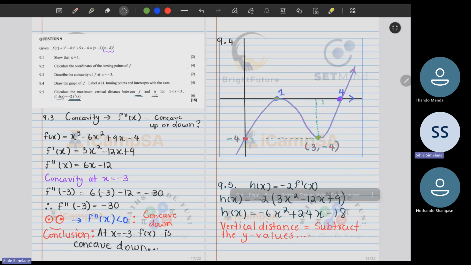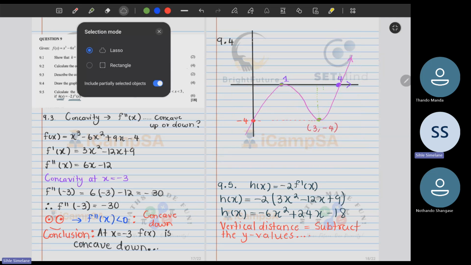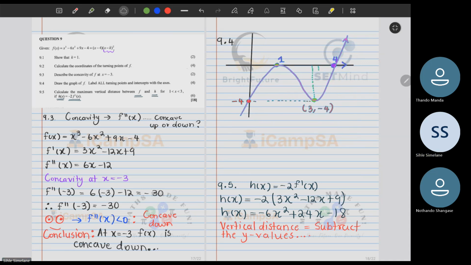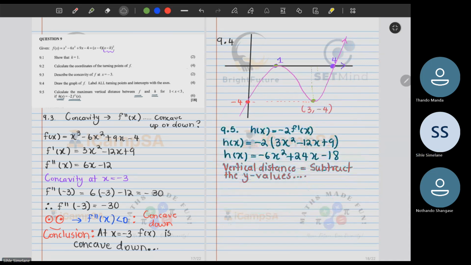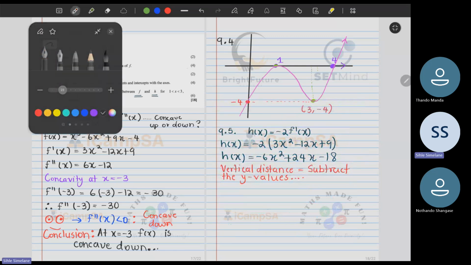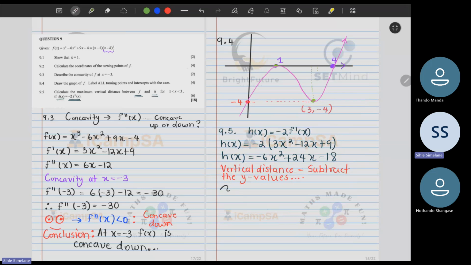So let's create some space and go and see what that means. Let me just re-choose this graph here, push it up, and let's carry on with this one. So it means we need to subtract the y values. What I'm going to do is define a function, let's call it g of x, and g of x is just going to be the difference between these two functions. So I'm going to do f of x minus h of x.